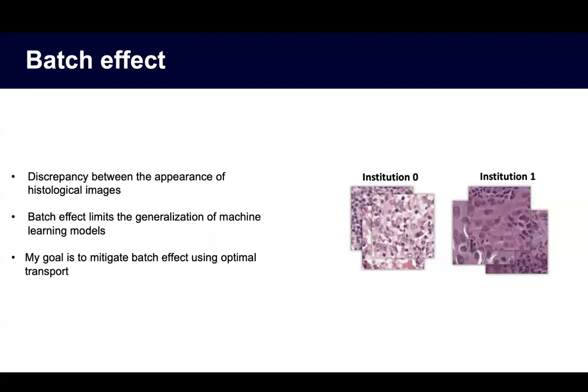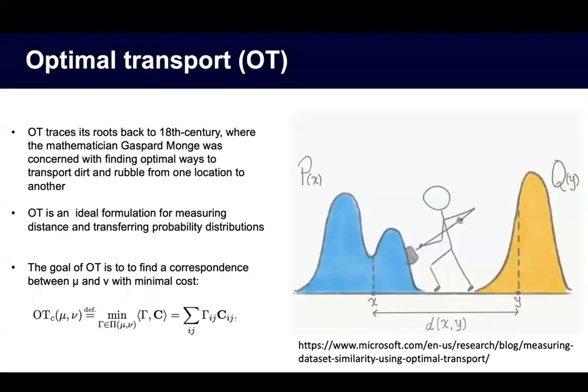In our research, we explore one such potential solution. Now I'm going to talk about optimal transport. Optimal transport was introduced by Gaspard Monge in the 18th century. He asked a simple question: how can we optimally transport dirt from one location to another? This simple idea created a formulation for measuring distance and transferring different probability distributions.